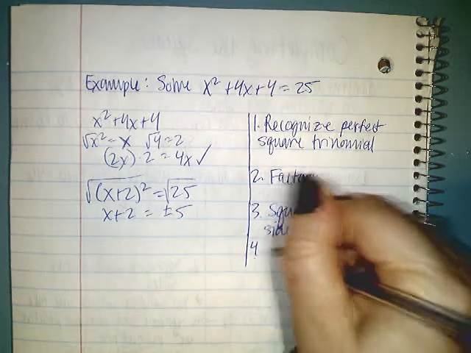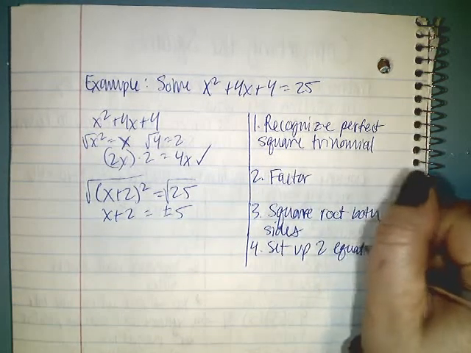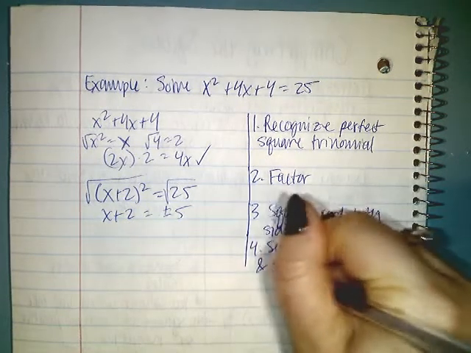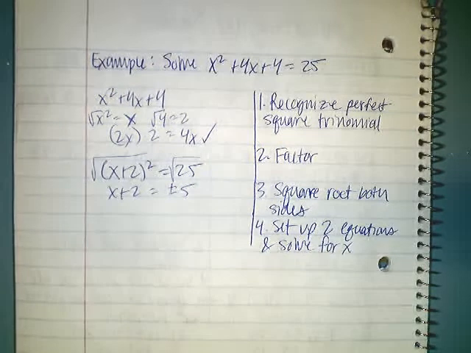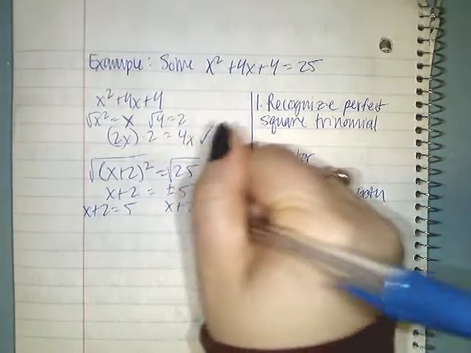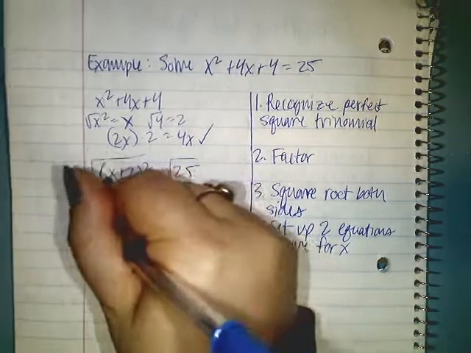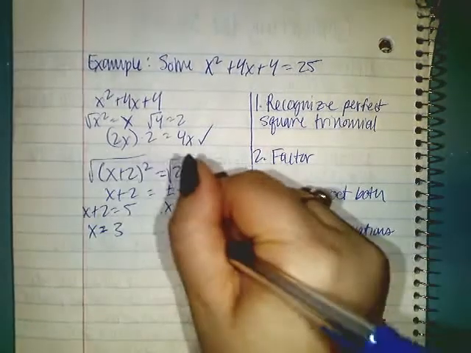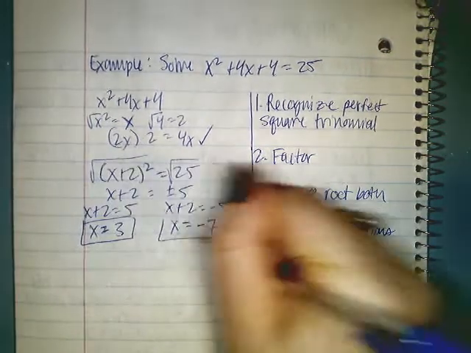And I'm going to set up two equations and solve for x. So I have x plus 2 equals 5, x plus 2 equals negative 5, and I'm going to solve each of those. So I get x equals 3, x equals negative 7, and those will be my two solutions, my two x-intercepts.